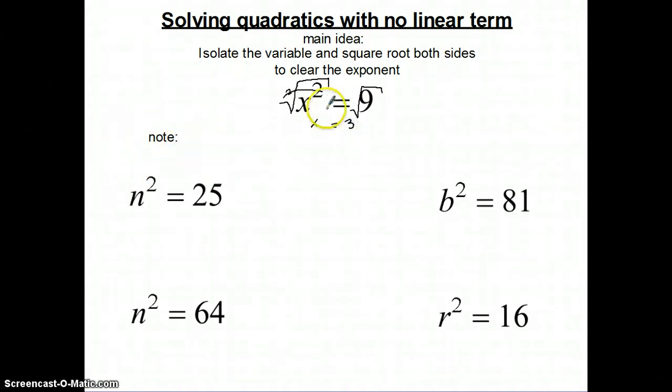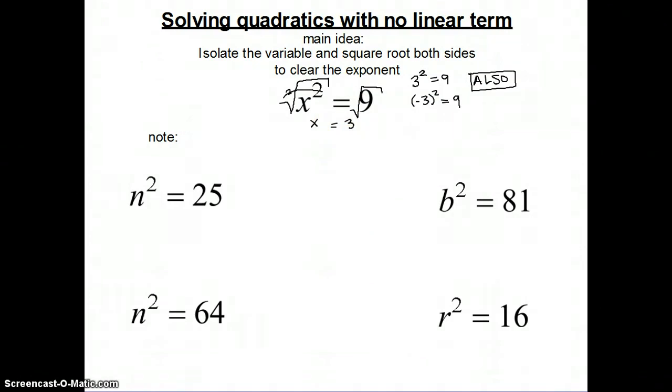However, I want you to think about this. Going back to check my answer, if I take 3 and square it, I get 9. But also, if I take -3 and square it, -3 times -3 is +9 as well. So there are two answers when I only came up with one.